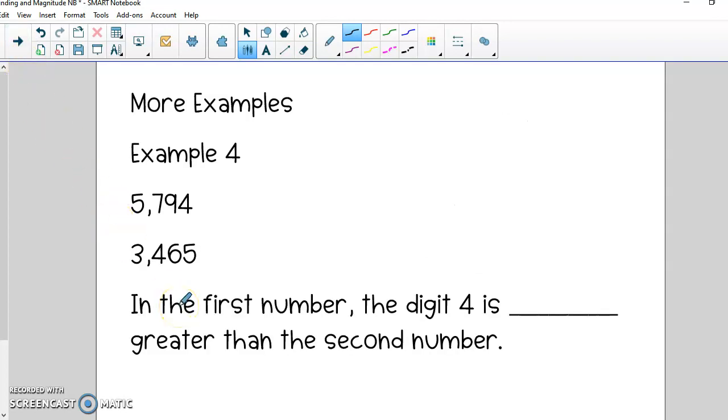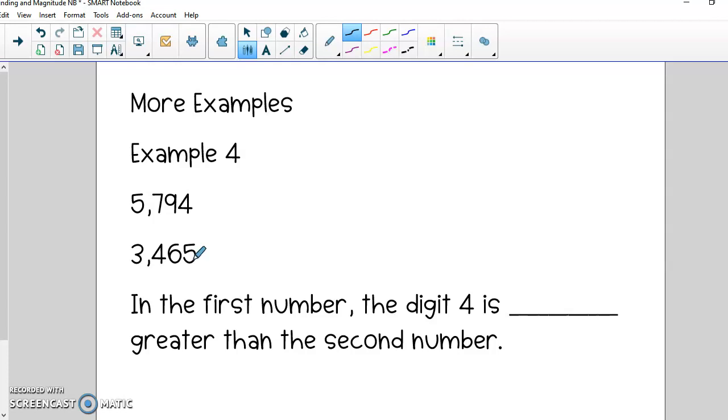We have some more examples of magnitude, but this time we're going to look at comparing the magnitude of numbers. So let's look at example number 4. Example number 4 is not written in your notes, so you will need to write this on page 74. You'll need to write 5,794 and then write 3,465 below it.